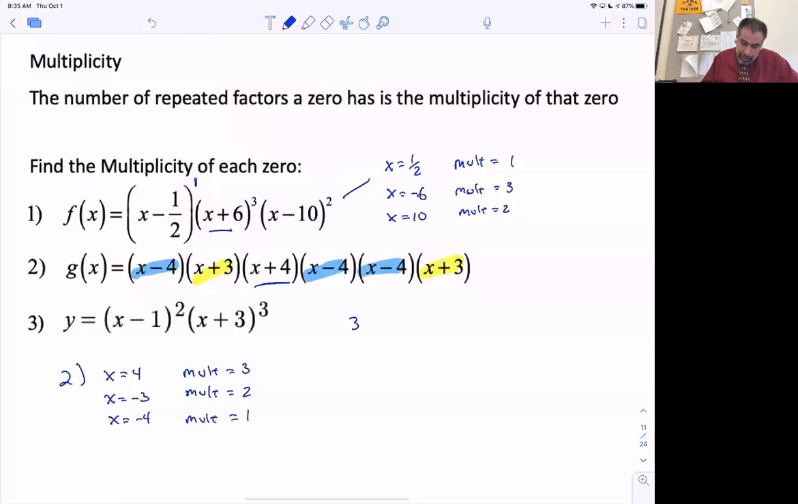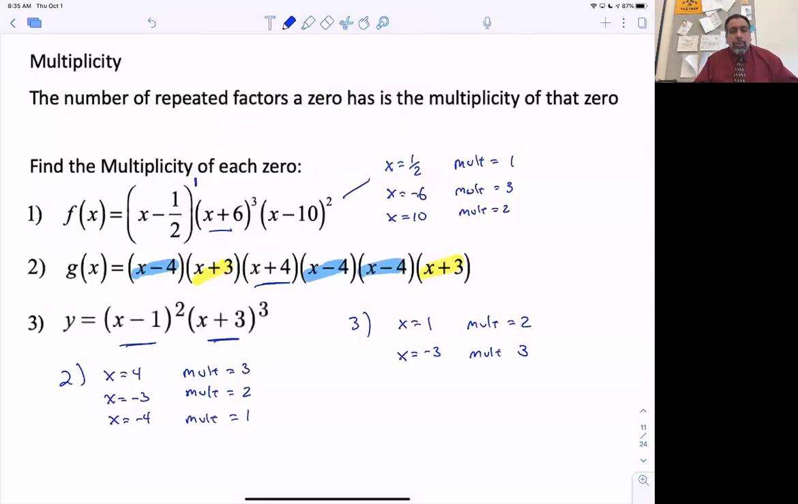So in example 3, we see here that we've got x minus 1, so that's going to give us x equals 1. That's going to have a multiplicity of 2. And then the next one, we've got x plus 3. That's going to be x equals -3. So we now know we have a multiplicity of 3 in this one.